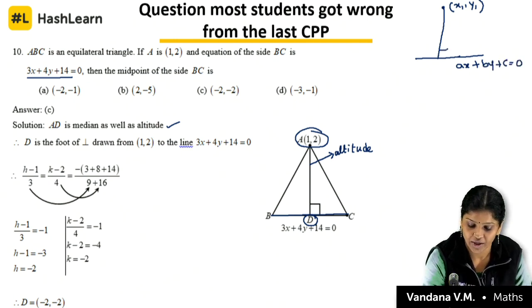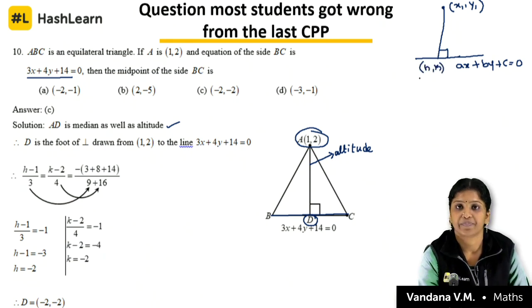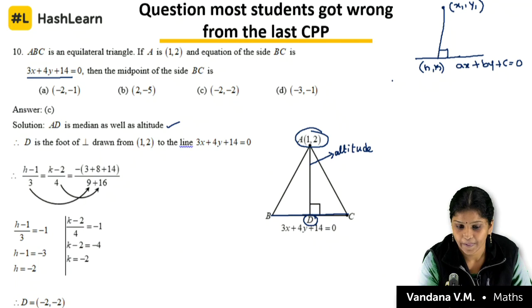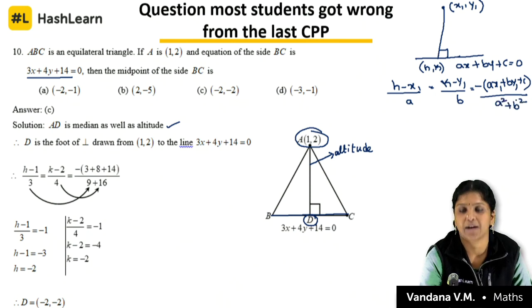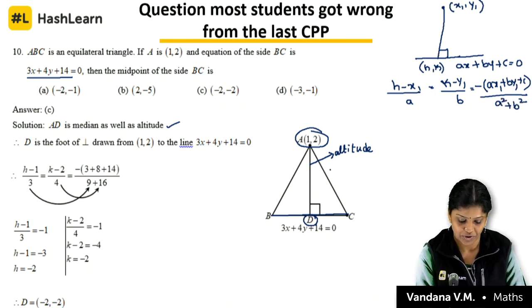Now I would like to find out the foot of the perpendicular as (h, k). What is the formula, children? (h minus x1) by a is equal to (k minus y1) by b is equal to minus of (ax1 plus by1 plus c) divided by (a square plus b square). This is the standard equation.